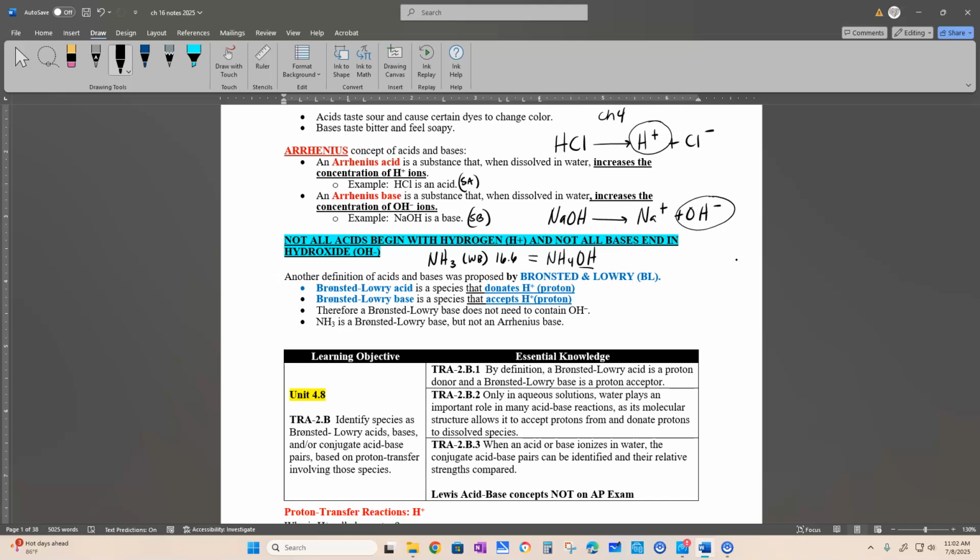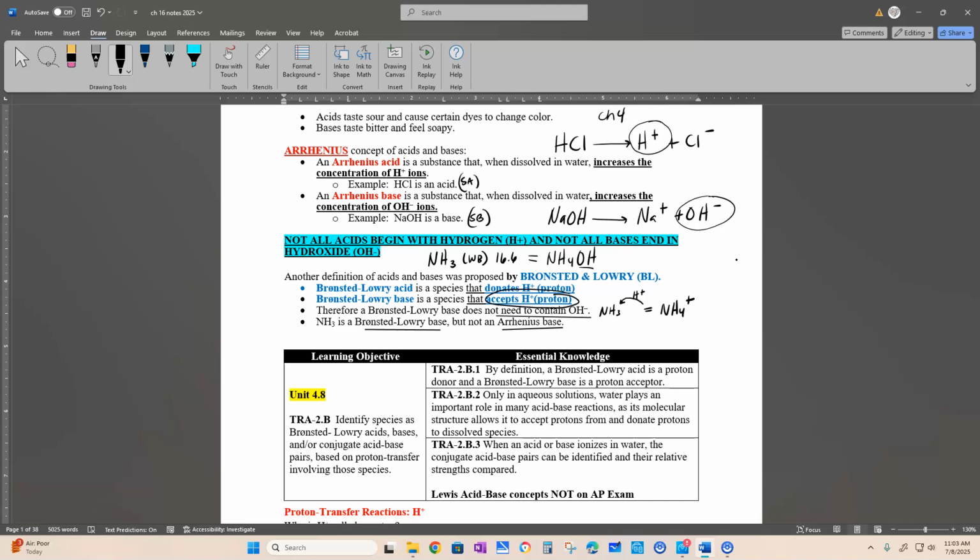Therefore, a Bronsted-Lowry base doesn't need to have OH in it. Like this NH3, it can accept a hydrogen from somebody, because if I get a hydrogen, aka a proton, I become ammonium, which you've seen before. It still doesn't have OH, but that's okay. Ammonia is considered a Bronsted-Lowry base because it can accept a proton, but it's not an Arrhenius base because I don't see OH- ions. So be very careful with the two definitions.